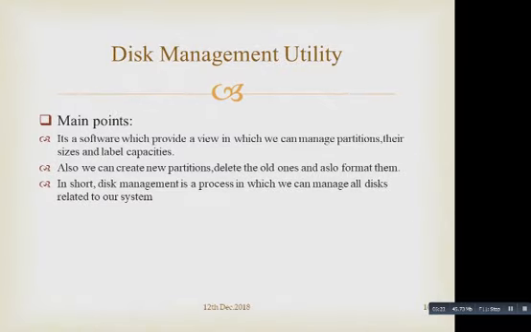And the last one is disk management utility. Disk management utility is basically software which provides a view in which we can manage our partitions and their sizes and capacities, and along with this we can create new partitions, delete partitions, or also format them. Now, in short, in my whole discussion, disk management is basically an operation in which we can manage all the disks that are related to our system.